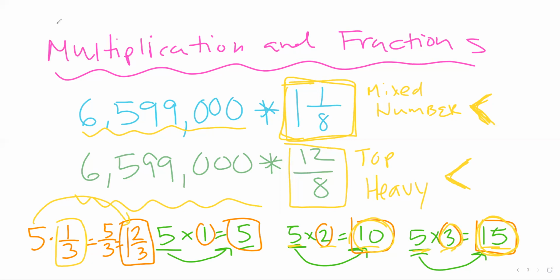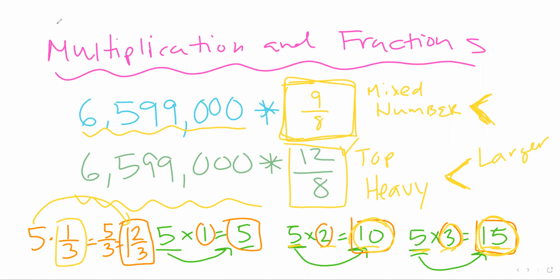So now I can just say, oh, well, look up here. I have 12 eighths. And so I have a top heavy and I have a mixed number. Well, if I convert them to the same, I can actually look at their value. So I'm going to take this mixed number 1 1/8 and turn it into a top heavy fraction. And that actually gets me 9/8. And now I can say, oh, you know what? This is more. So this is actually going to be the larger product.